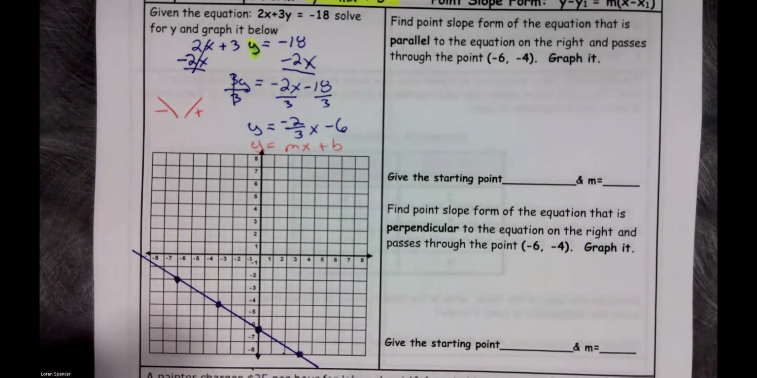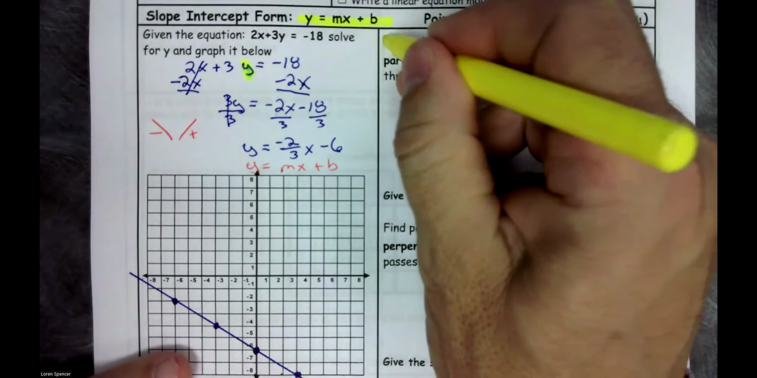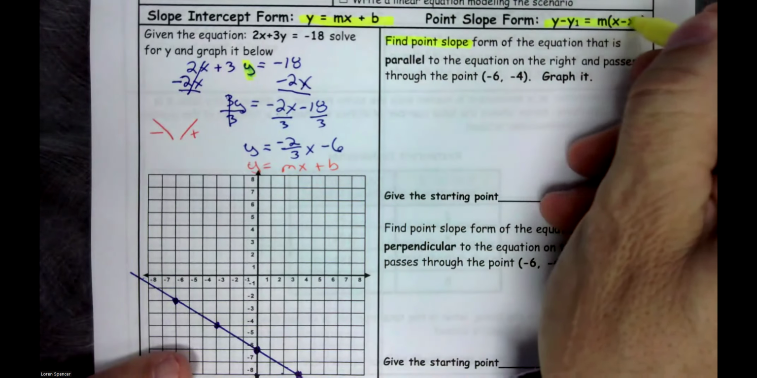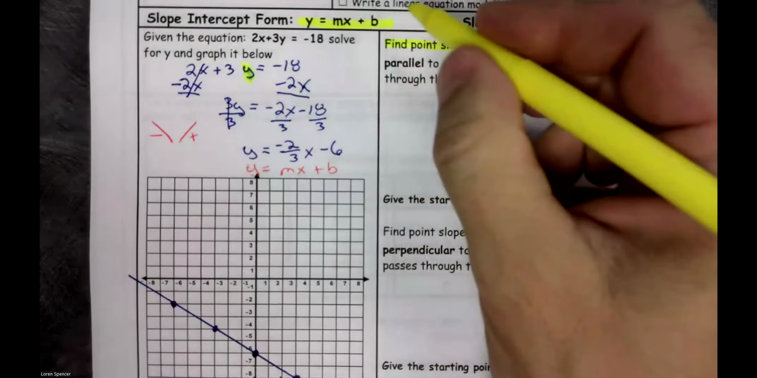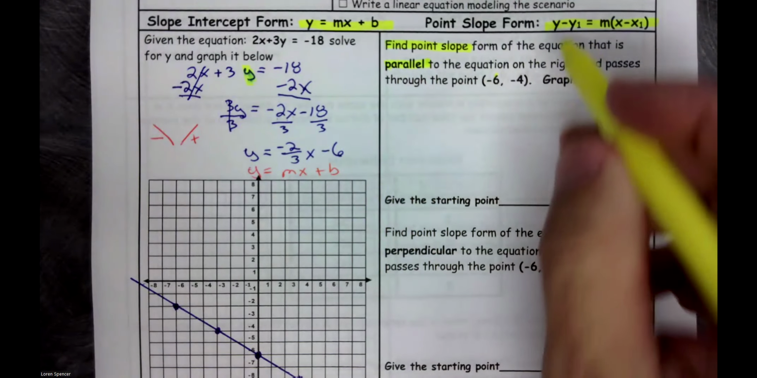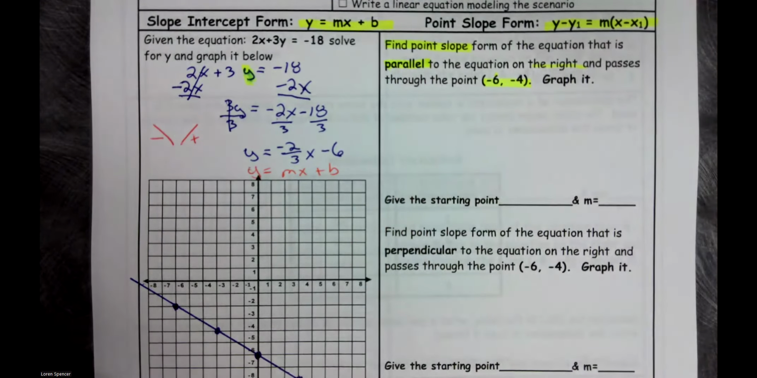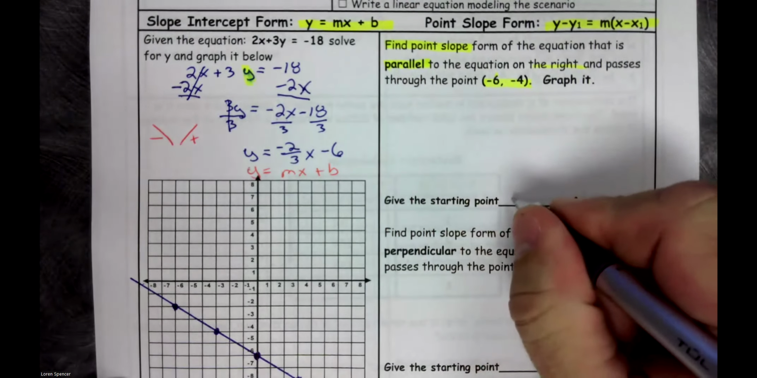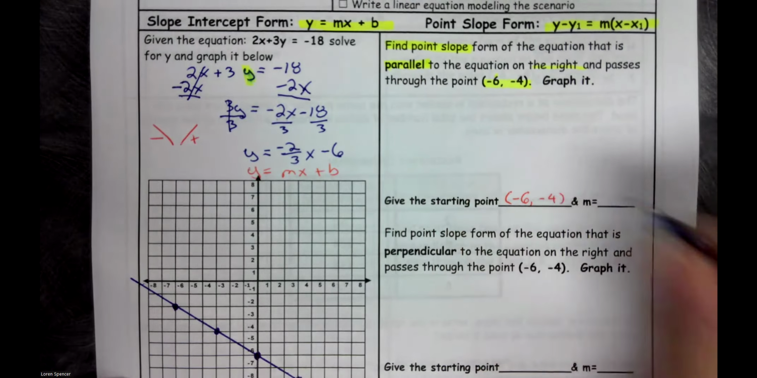Okay, next, find point slope form. Okay, point slope form. They're telling me they want it to look like this. All right, of the equation that is parallel. Okay, parallel means it's going to have the same slope to the equation on the right, and graph it. It needs to pass through this point, negative 6, negative 4. Well, that's kind of nice of them. That means they gave me my starting point. So my starting point is negative 6, negative 4.